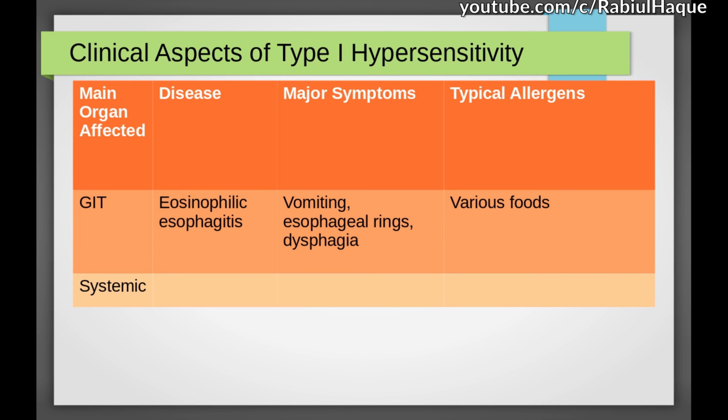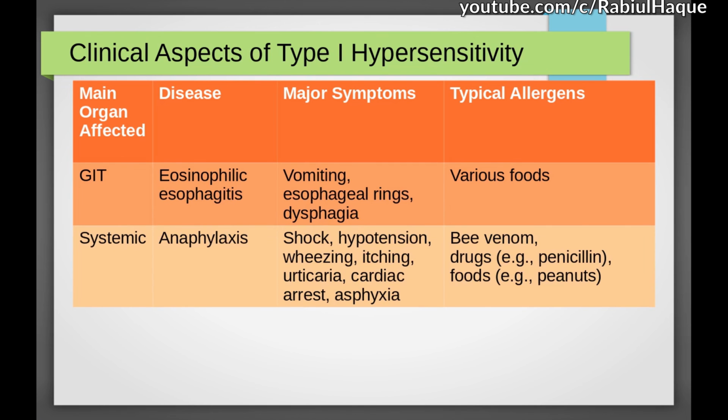and typical allergens here will be various foods. Moving on to the next slide, here we can see certain systemic disease that can also result from type 1 hypersensitivity. So, anaphylaxis, the major symptoms will be shock, hypotension, wheezing, itching, urticaria, cardiac arrest, asphyxia, etc. And typical allergens will include bee venom, certain drugs, for example penicillin, and certain foods, for example peanuts.